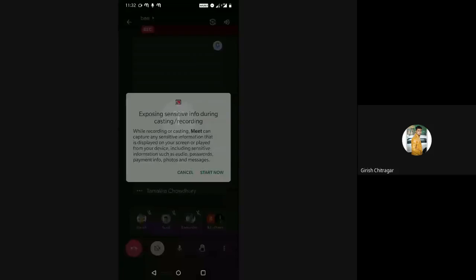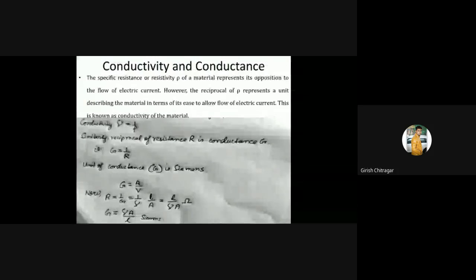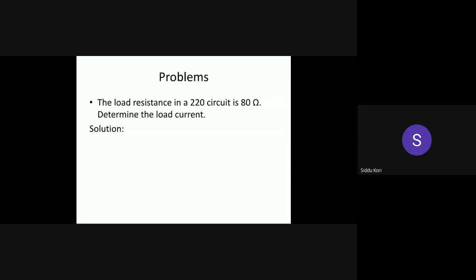So now I'll just go back to the presentation. Everyone is able to see? So this is our expression. Whatever I derived there, I just wrote it here. You just see whether it is understood and it is okay or not now.